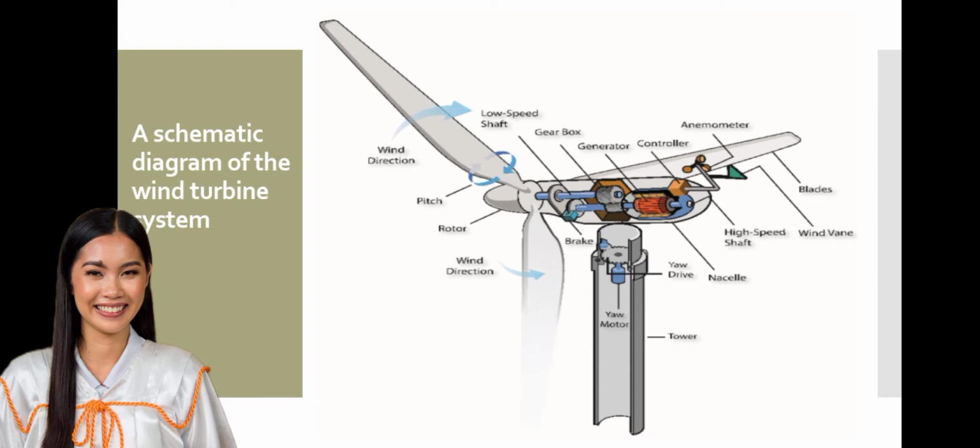And then the anemometer measures the wind speed and transmits wind speed data to the controller. And then the gearbox, which is really important, increases the rotation speed.